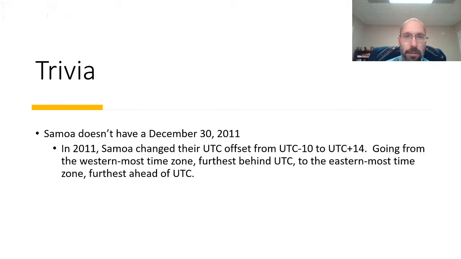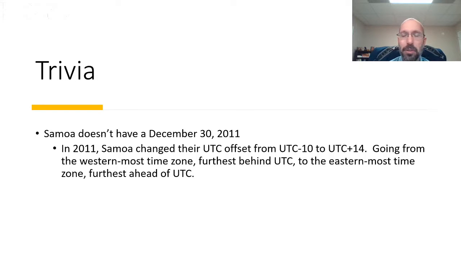So, first off, we're going to look at a scenario where a modern country in the last decade doesn't have a date on their calendar that everyone else has. So, Samoa doesn't actually have a December 30th, 2011. Again, this isn't ancient history we're talking about here. This is within the past decade. A country doesn't have a date on their calendar.